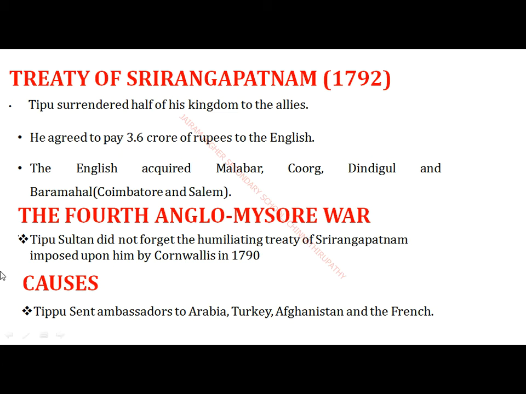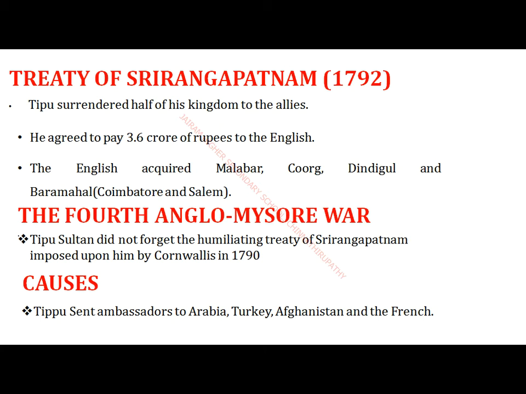Next, we are going to see the Fourth Anglo-Mysore War. Tipu Sultan did not forget the humiliating Treaty of Srirangapatnam. Humiliating means leading to a state of being humbled. The humiliating treaty was imposed upon him by Cornwallis, who belongs to the British force. He was the Governor General of the British government in the year 1790.